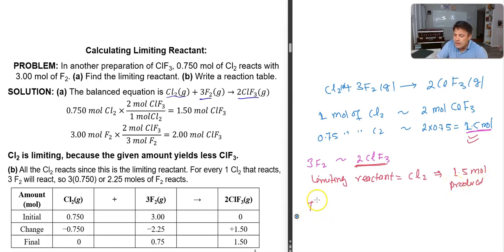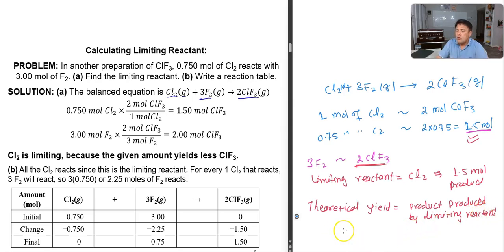So the theoretical yield, remember that we will use this term theoretical yield. Okay, theoretical yield is equal to the product produced by the limiting reactant. So what is the theoretical yield of this reaction? That is 1.5 mole ClF3, and you can convert that into gram easily by multiplying the molar mass, right?